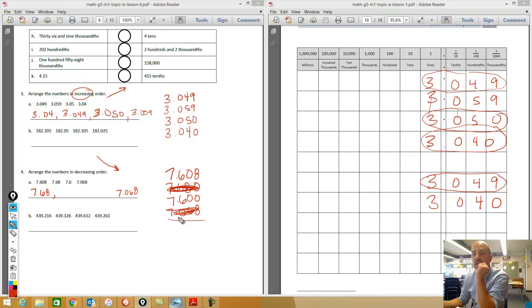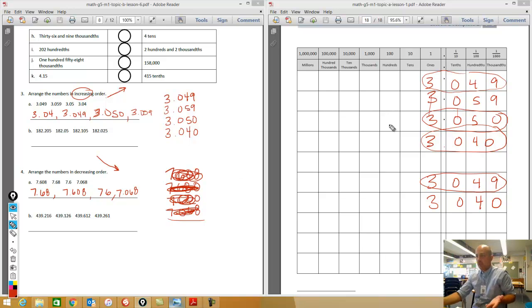Which one is the biggest between these two? 608 is bigger than 600. So I have 7 and 608 thousandths. And last but not least, I have this, but it was written originally as 7 and 6/10. So I'm going to leave it like that. There we go, in decreasing order. Voila.